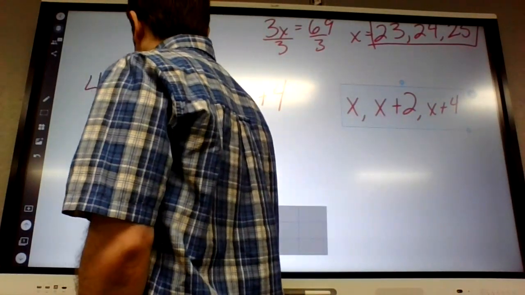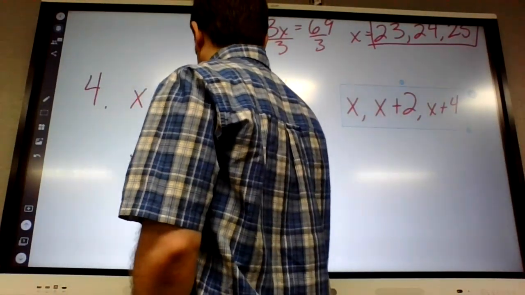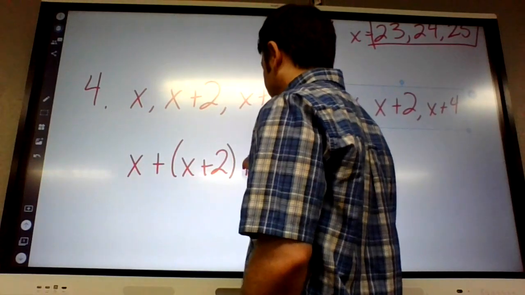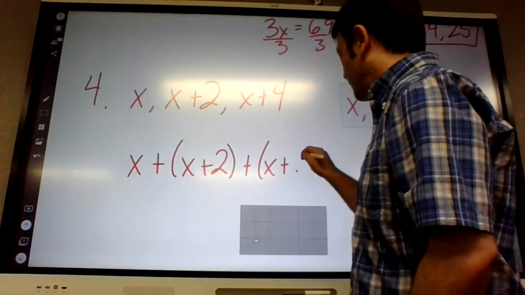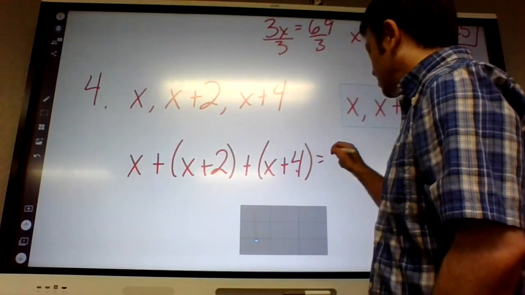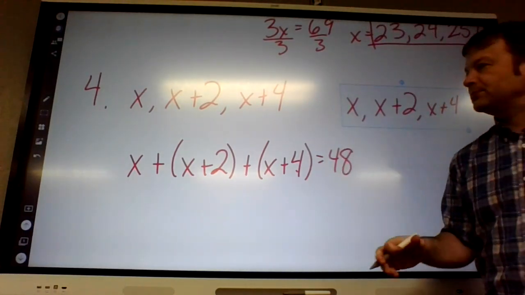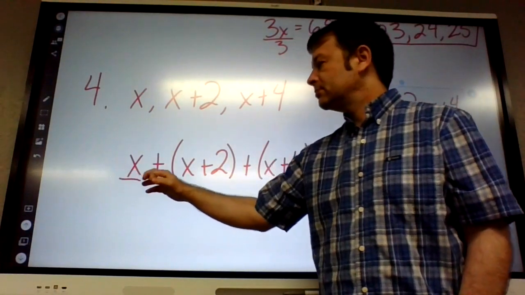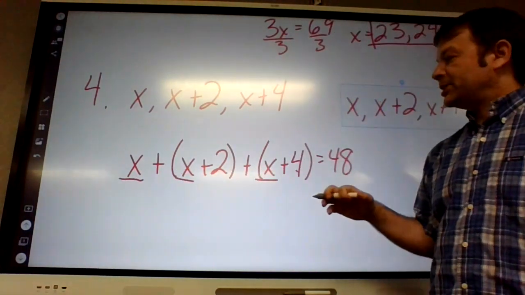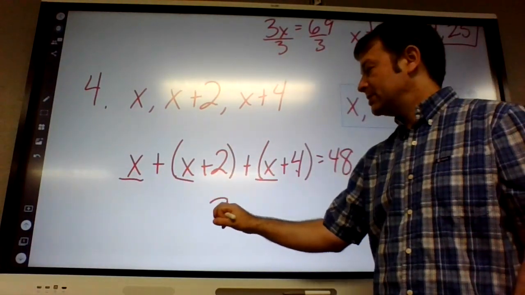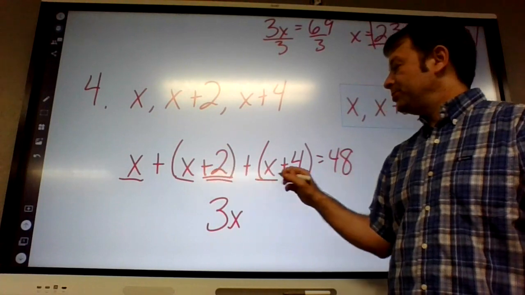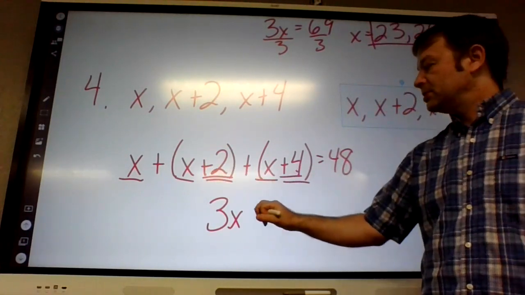So it says the sum of those 3 adds up to, what did it say the sum was? 48? Yeah. Alright, now what? x plus x plus x plus 2 plus 4. 6.